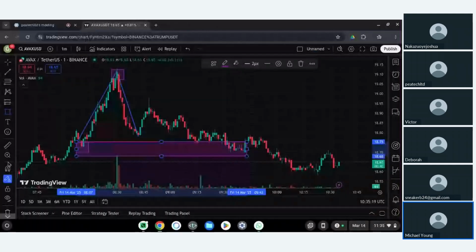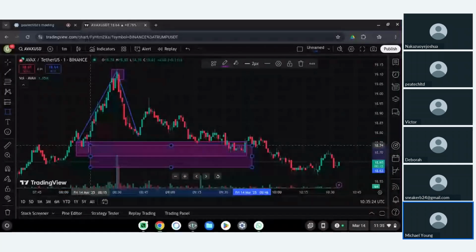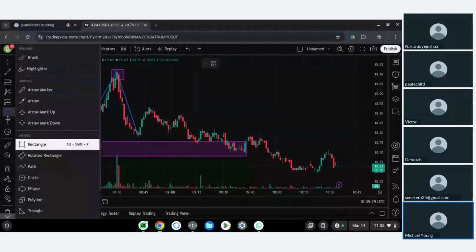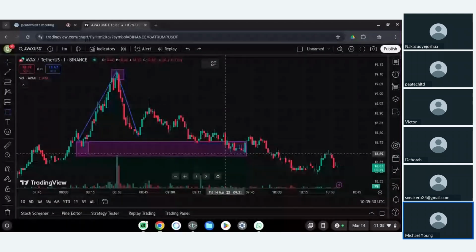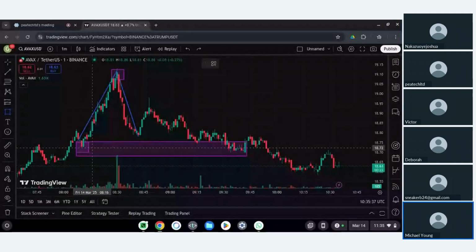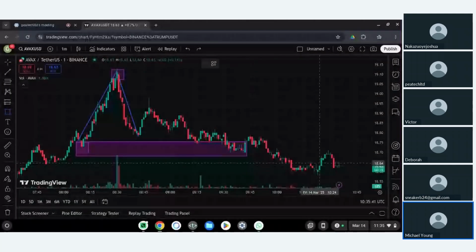So at this point here, this long green candle here broke the supports that it once had here, thereby leading to a selling market over here. Okay.